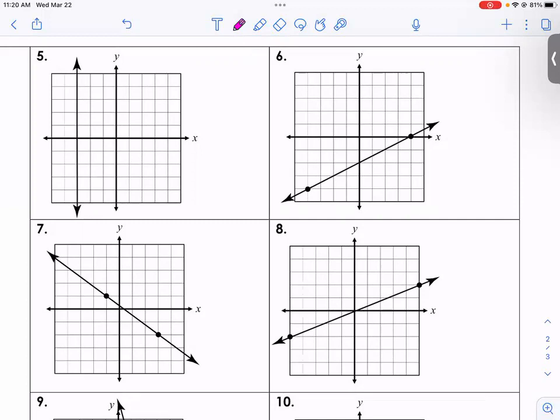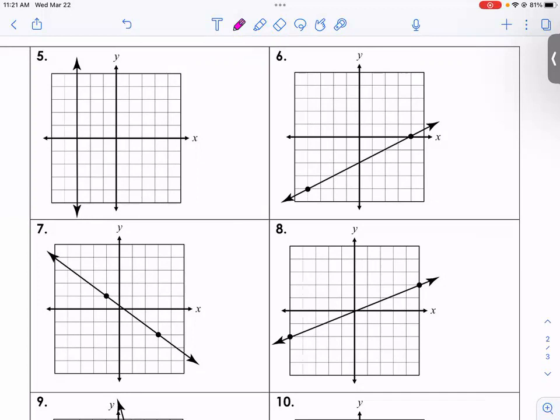Number 6 is undefined, and that's what Cora was talking about. This would actually be 0 slope. I would have 0 fun on this. If it's 0, it's 0. But if it's undefined, it's undefined. There's a difference between these two. One of them's undefined and one of them's 0.